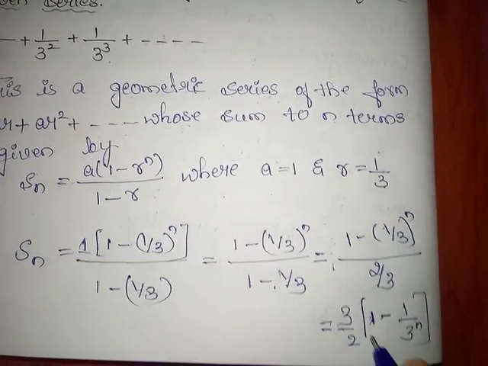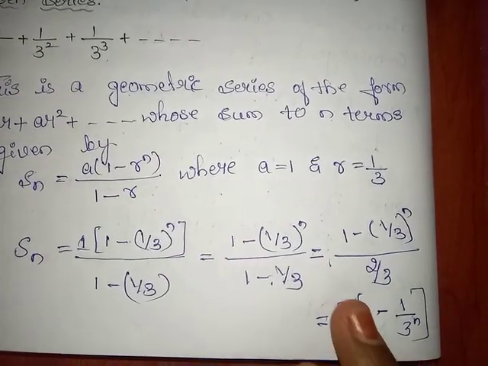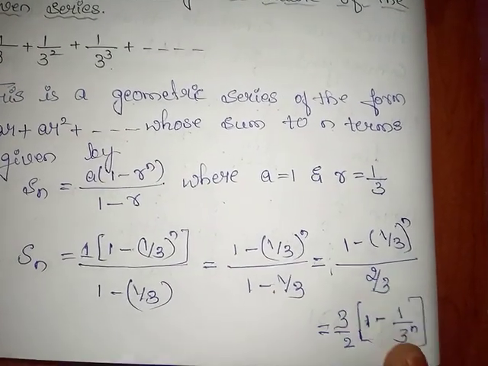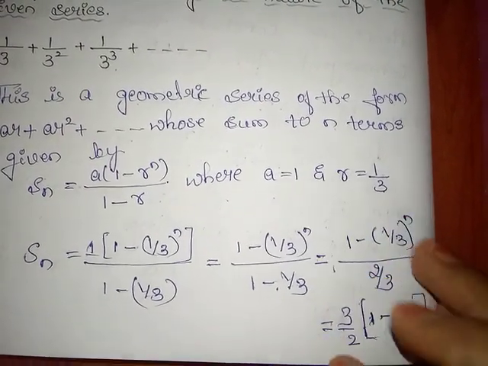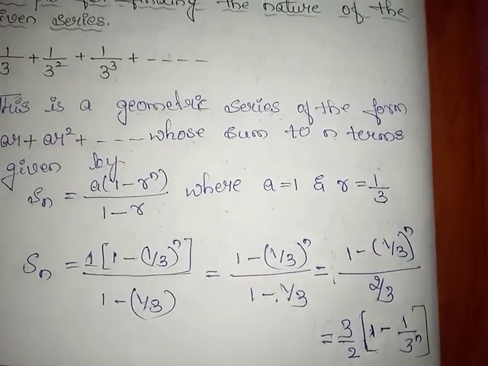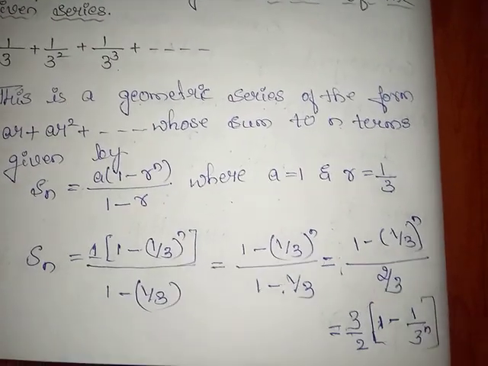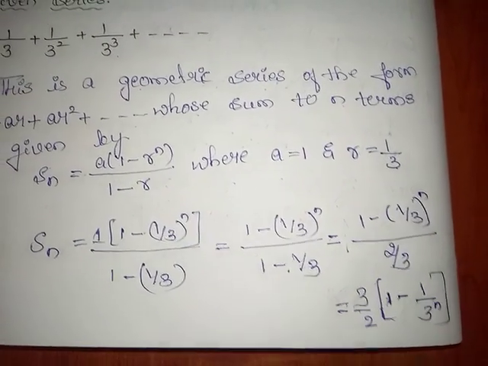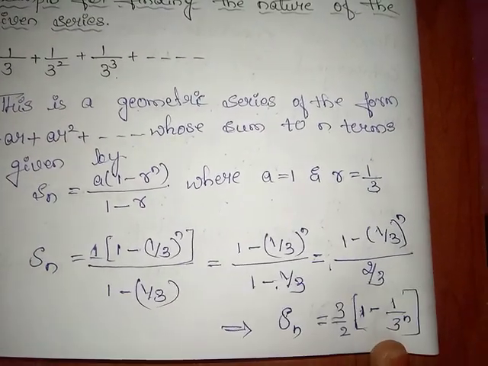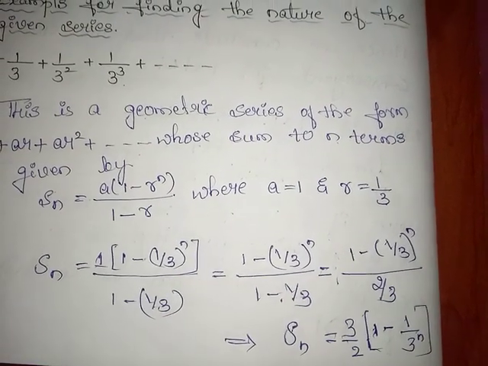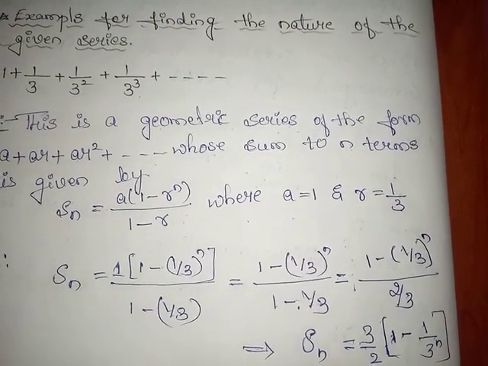3 raised to n. Okay, when we write this in numerator, it will be 3 by 2, 1 minus 1 divided by 3 raised to n. 1 divided by 3 whole raised to n can be written as 1 raised to n divided by 3 raised to n. 1 raised to n value is same, so that 3 raised to 1 divided by it is 3 raised to n. Therefore, here Sn is what? Which implies Sn is equal to this. Now we have to apply limit to this Sn to find what is the nature of this series.